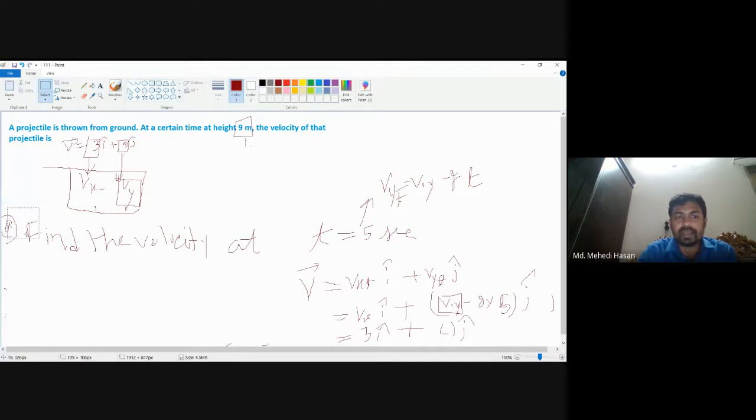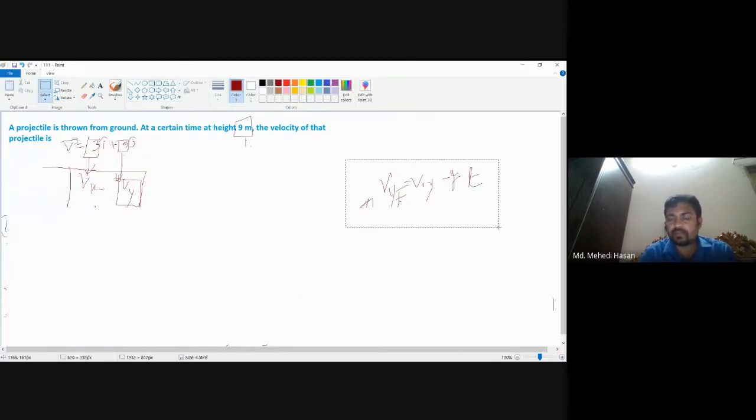So the question is find out the horizontal range. So horizontal range means x minus x naught. What is the maximum horizontal distance covered? It will be v naught x t, and this t is not the t found in the earlier case. This t is basically the total time of flight.